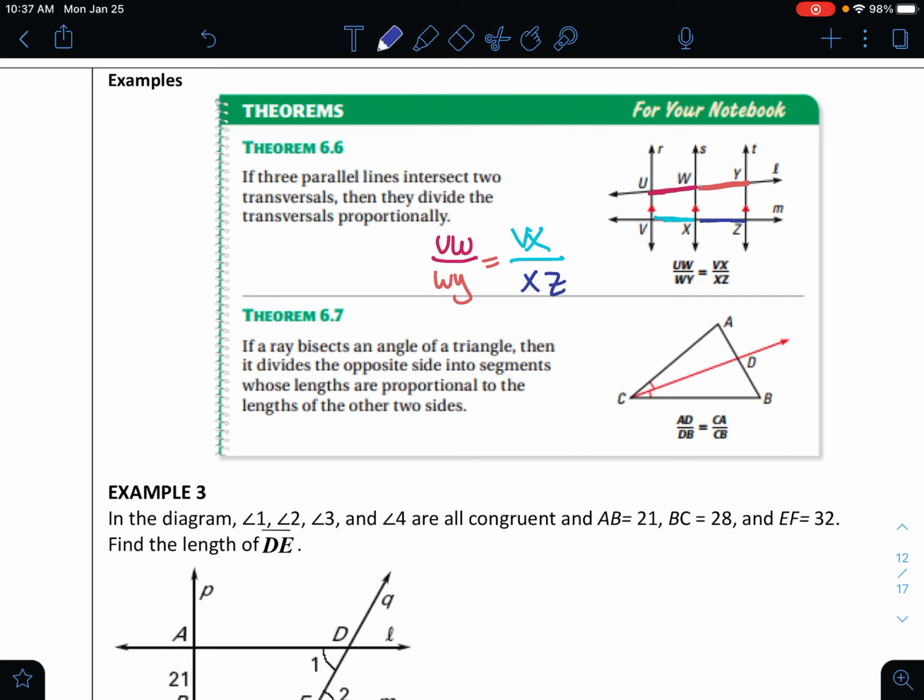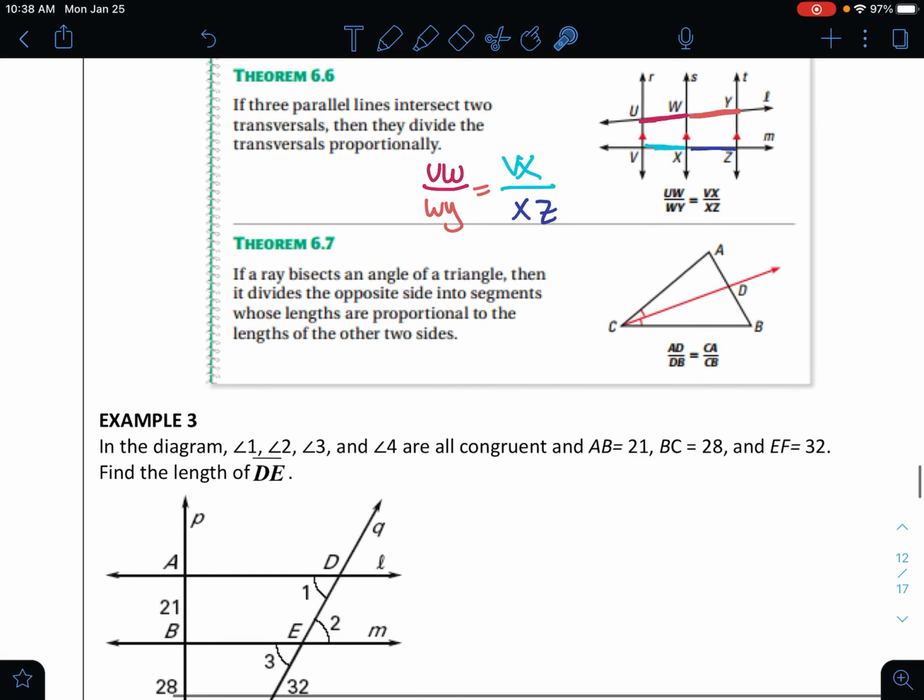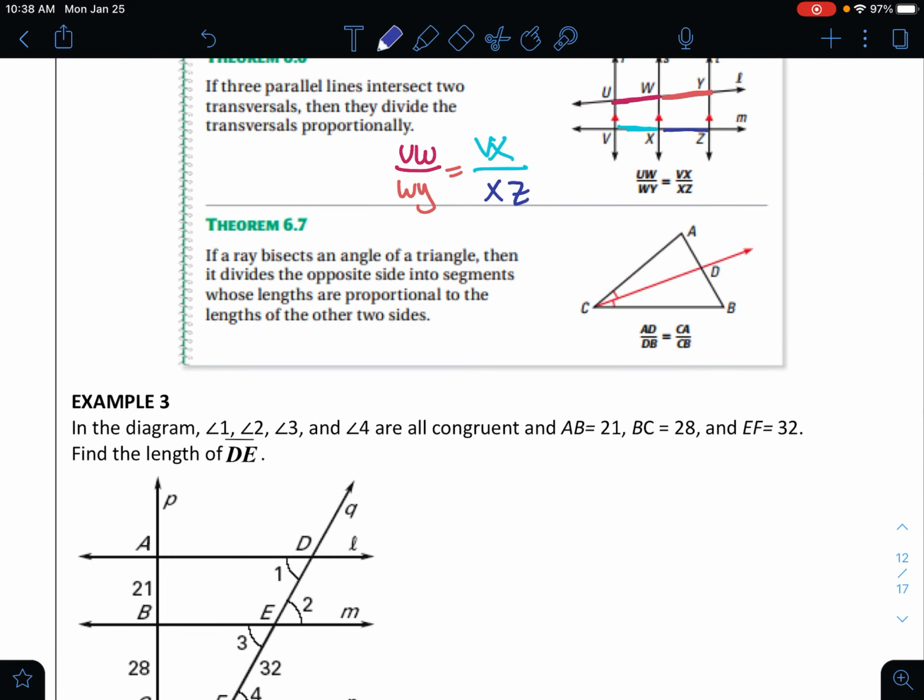And so notice the pattern of the proportion. I have this segment in the numerator of the first ratio, and then this corresponding segment in the numerator of the second, right here. So we can't just be mixing up our ratios, or else we didn't write that proportion correctly.